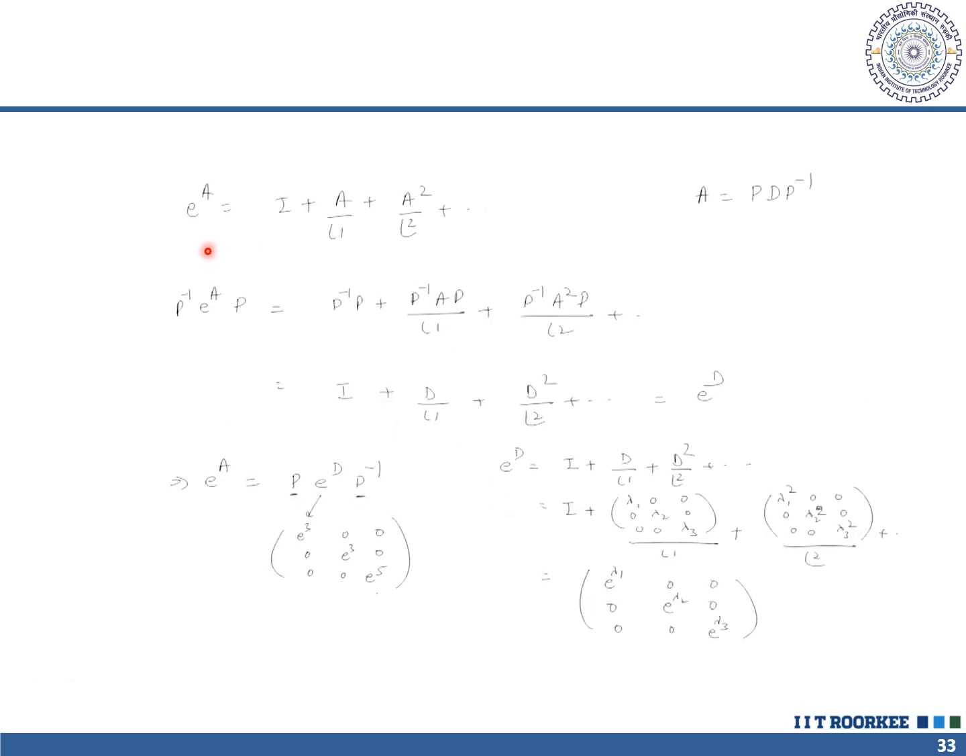As we have found A to the power of 50 in the previous slide, let's find e to the power of a matrix. It is possible to find e to the power of a matrix by using diagonalization. Let's see how. By using the expansion of e to the power of x, e to the power of x equals 1 plus x by 1 factorial plus x square by 2 factorial and so on.